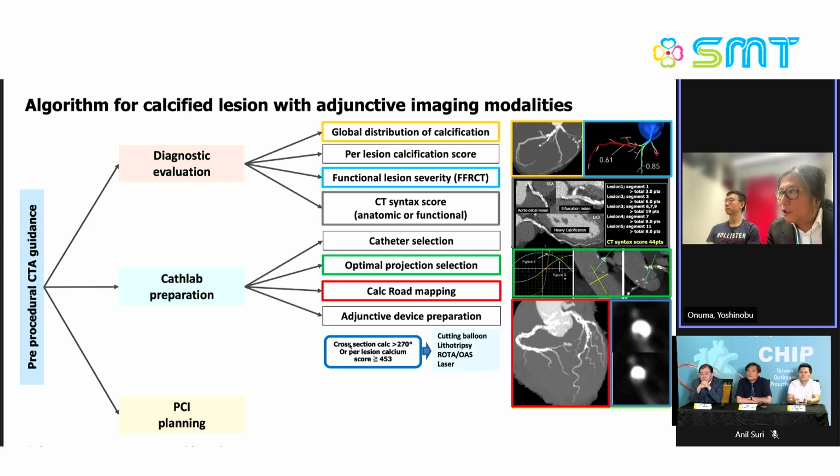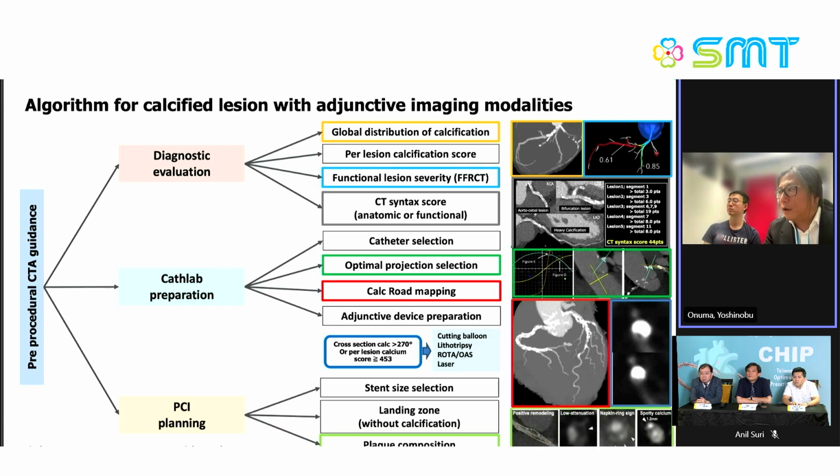And if the cross section of the calcium is greater than 273, or the per-region calcium score is greater than or equal to 453, then you should better prepare the cath lab by using additional adjunctive therapy such as lithotripsy or the rotablator, or in some cases laser.